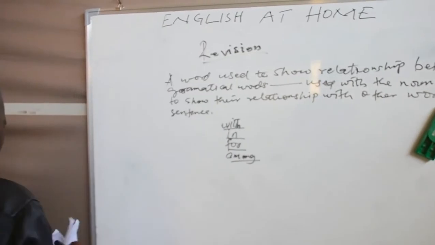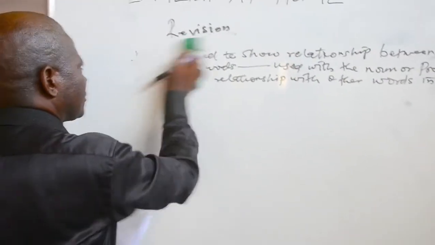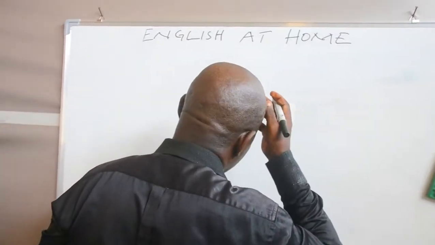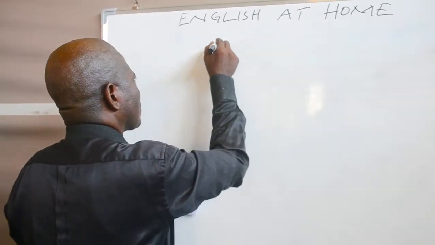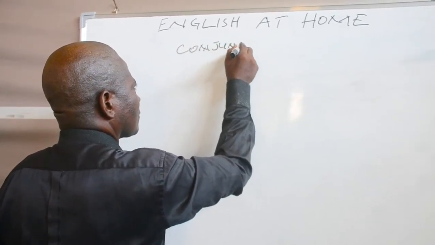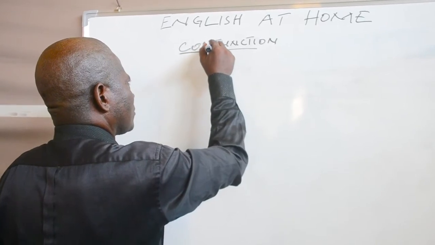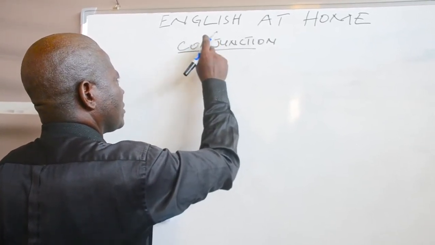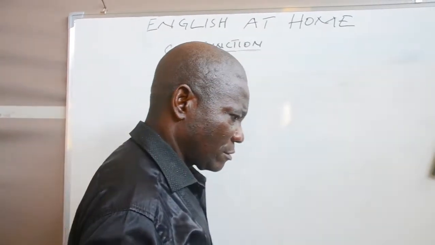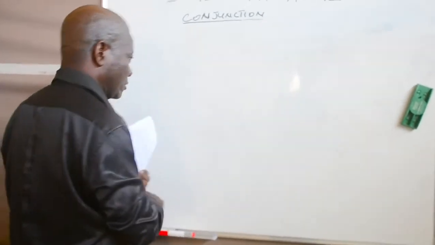But today, what we have is the conjunction. The conjunction is going to be very interesting. Have your pen and your paper, please, and make sure you're making personal notes. Conjunction. As the word implies, you can even begin to understand its function from the word junction, a junction where roads join. When we say conjunction, we are talking about something that joins.